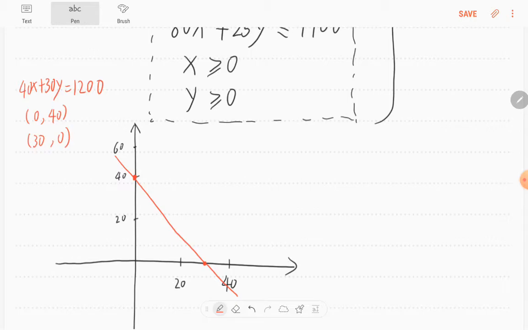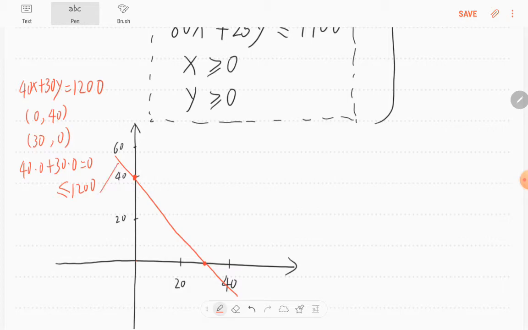Which part? You just test (0, 0). If you plug in (0, 0), 40 times 0 plus 30 times 0 equals 0, which is less than or equal to 1200. Okay, so that means this is correct.